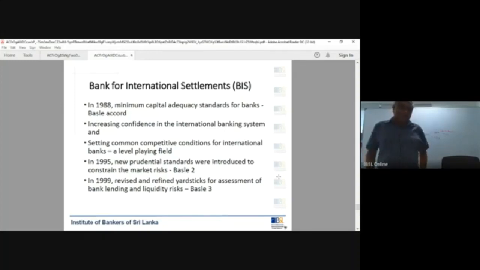Then in 1995, new prudential standards were introduced to constrain market risk. Basel II. In 1999, yardsticks were revised and refined for assessment of banks, lending and liquidity.